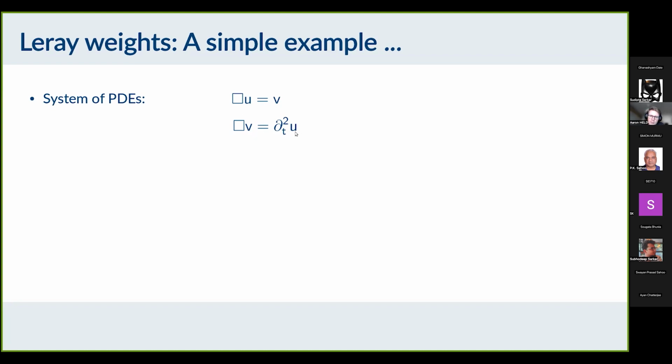Now I've put this particular term here on the right-hand side, which is also of second order, which means that the system here is not immediately in diagonal form in the principal part.